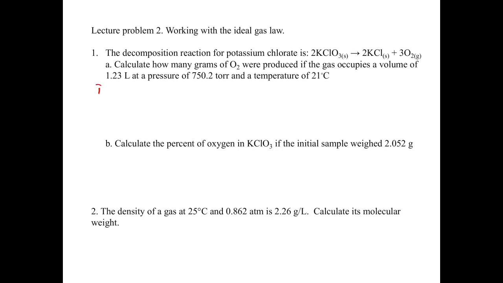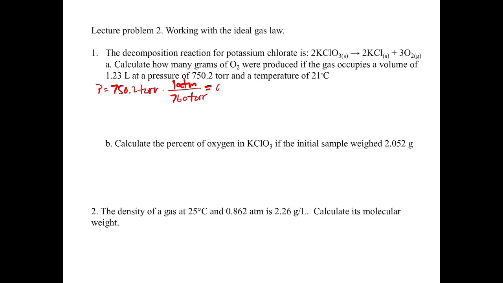And I recommend automatically converting this to atmospheres. We know that there are 760 torr for every 1 atmosphere. So in this case, that's going to give us 0.9871 atmospheres. They give us a volume of 1.23 liters. That's fine. We can use that as is. And they give us a temperature equal to 21 degrees Celsius. So we're going to automatically convert this to Kelvin by adding 273.15, which gives us 294.15 Kelvin.